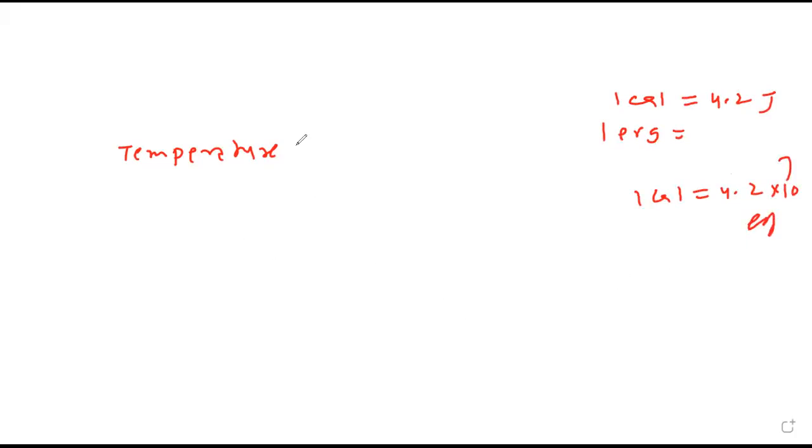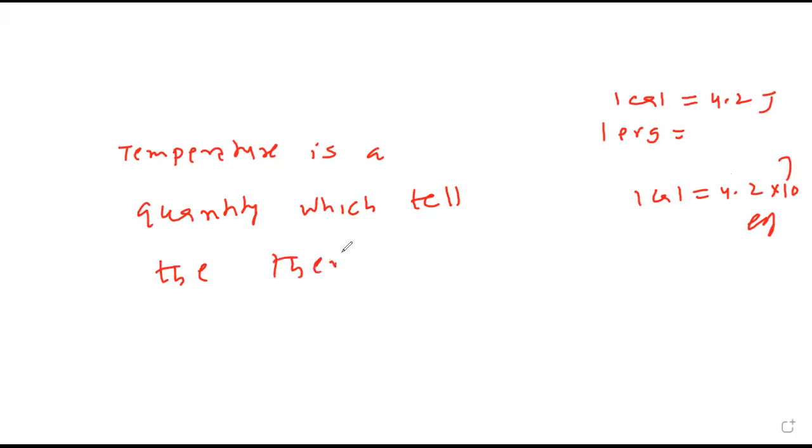Okay, got it. So temperature is a quantity which tells the thermal state. Solid, liquid, gas is the physical state. So temperature tells about the thermal state of a body.